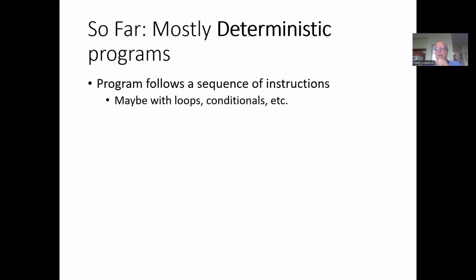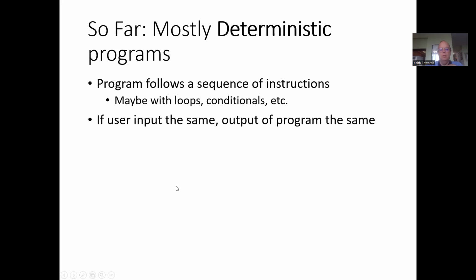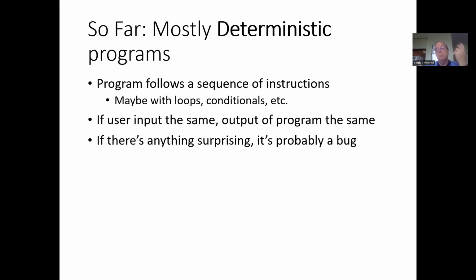Depending on input, we may take some different actions, but we can always pretty much determine exactly what's going to happen with the program based on the input. If the input's the same, then the output is going to be the same. We might want a little bit more variety because, basically in these deterministic programs, if there's anything that surprises us that may be a bug or a runtime error, that's not really what we want. So it's been not exactly exciting.